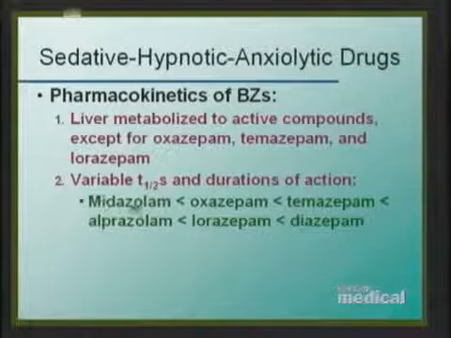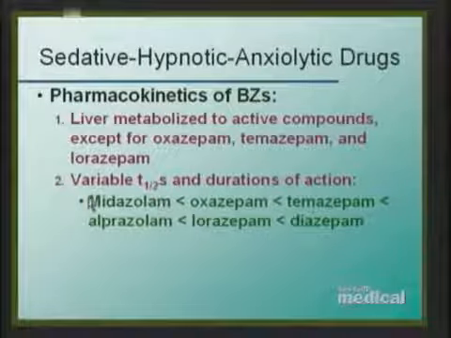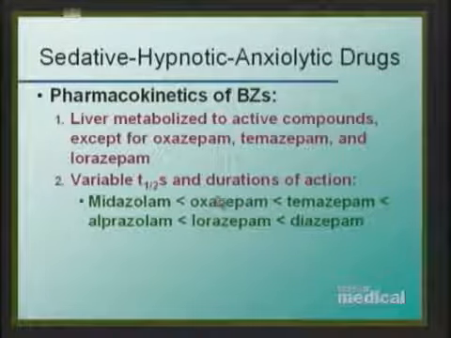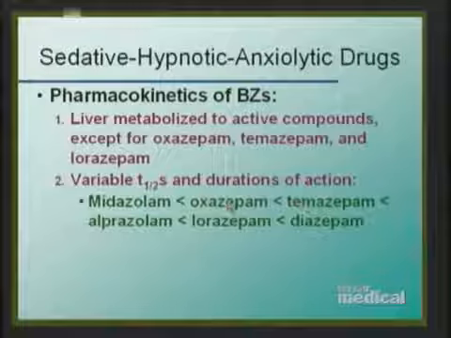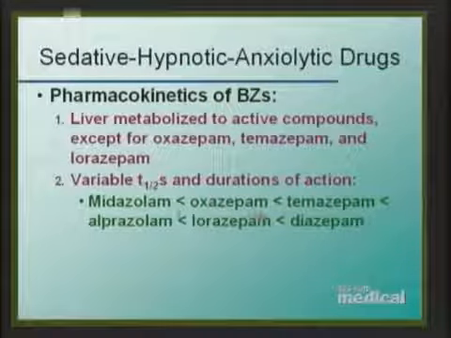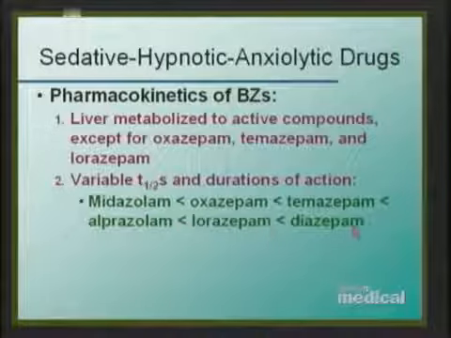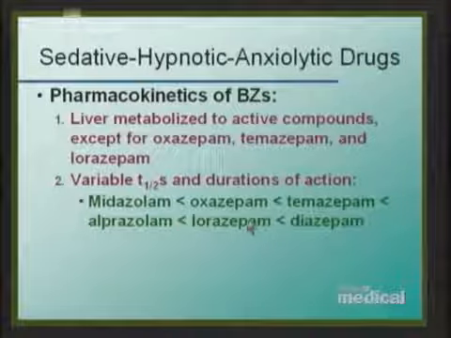Midazolam is by far the shortest acting, only used pretty much in hospitals IV. As far as oxazepam and temazepam, since they're fairly short-acting, they're used for insomnia, as we saw, whereas longer-acting drugs are used for anxiety. Don't forget the fact that lorazepam and diazepam also exist in IV forms and can be used in hospital.